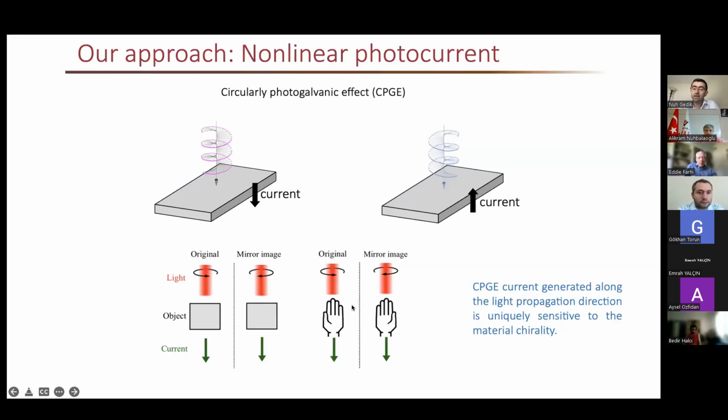So then, if you switch the chirality of the light from left circular to right circular, it would be symmetry allowed to get a photocurrent that depends on the chirality. It's very simple. If you shine light and change from left circular to right circular, and you see a change in the current, that means your object is chiral. If you don't see a change, then it's not chiral.